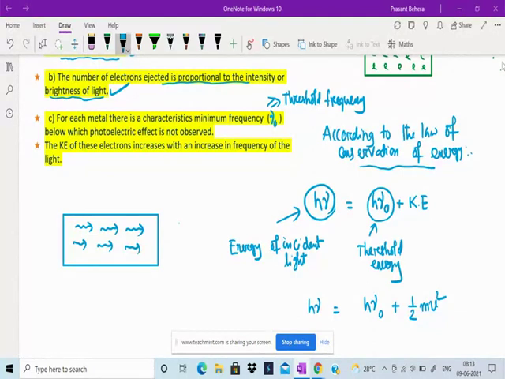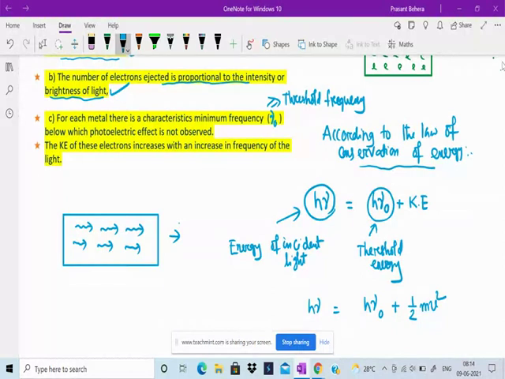If energy is emitted in the form of a wave, then according to classical physics, if you increase the intensity of the radiation, the kinetic energy also increases, but this is not observed. Kinetic energy does not depend upon the intensity, whereas kinetic energy depends upon the frequency.